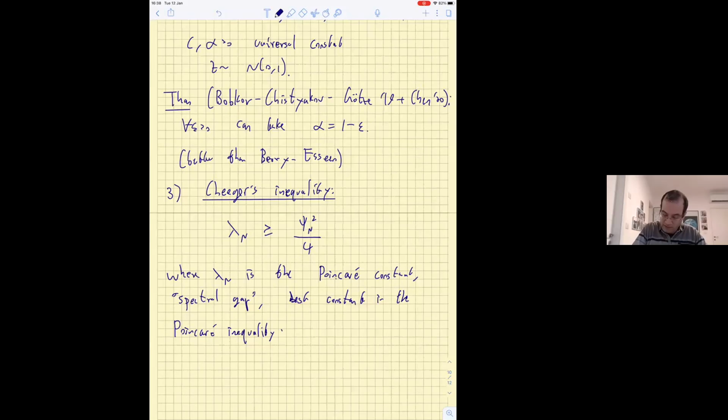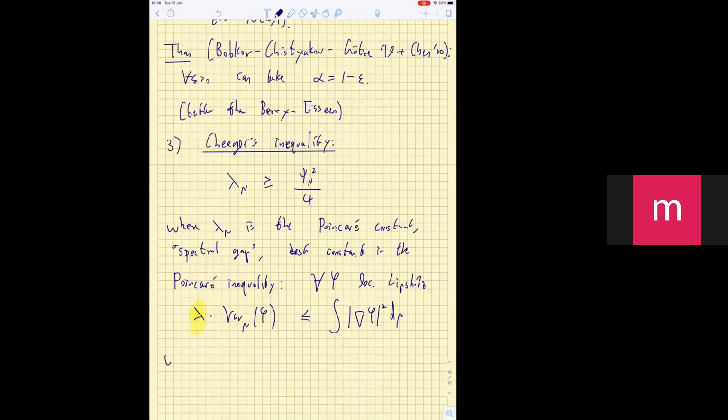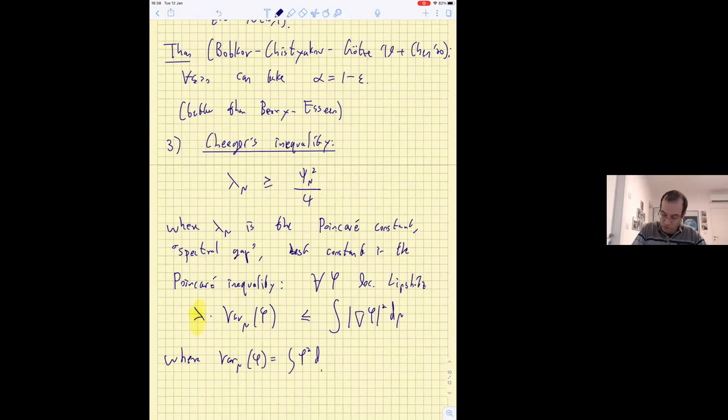The Poincare inequality says that for any smooth test function phi, say locally Lipschitz, the variance of phi times lambda, where the best lambda, the maximal lambda, is the Poincare constant, is smaller than the integral of grad phi squared d mu. Where the variance of phi is the integral of phi squared d mu minus the square of the integral of phi d mu.